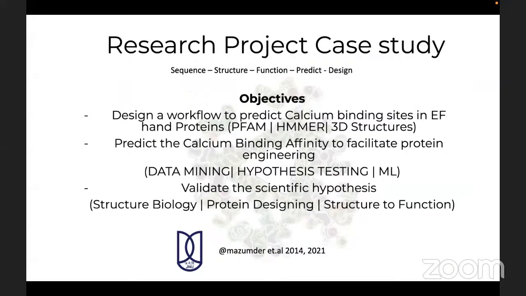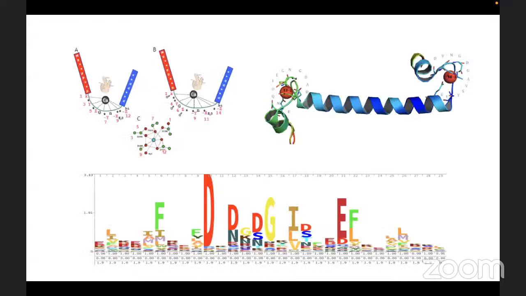So here the third objective is to predict calcium binding affinity. And the hypothesis here is that the sequence has to play a role in the binding affinity. If we change and vary the sequence, the binding affinity is also going to vary.